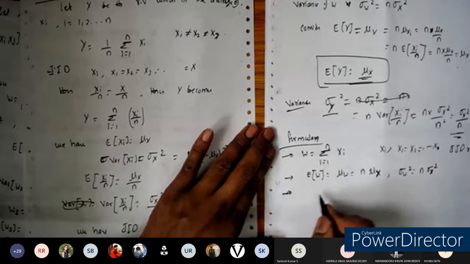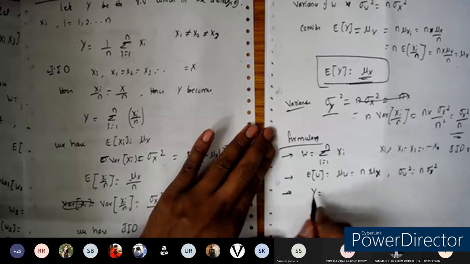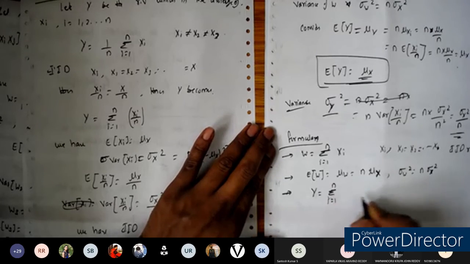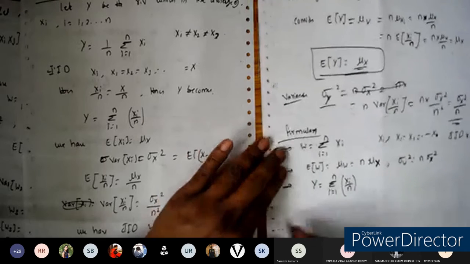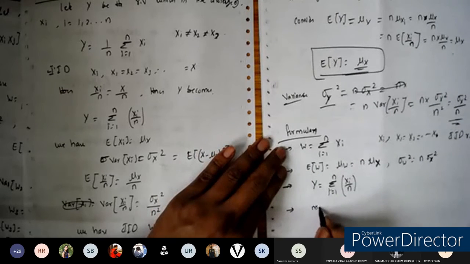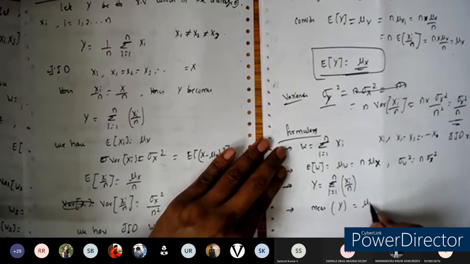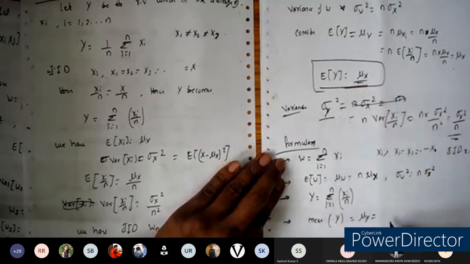Next, we have taken the random variable y. I'm directly going for the IID random variable, which is the summation i equals 1 to n of xi divided by n. For this random variable, the mean of y will be equal to the expected value of y.